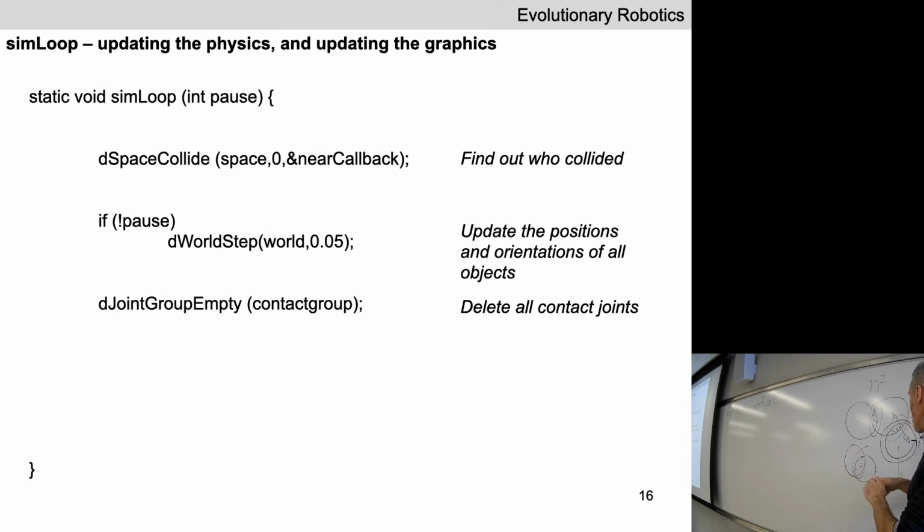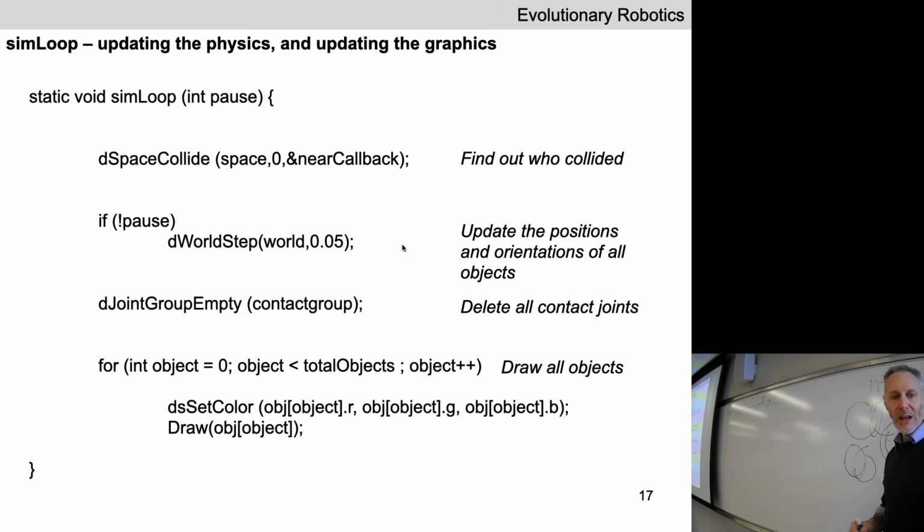Throw away all the contact points. Remember, contact points are temporary. They only exist for one time step. And then for every object in your scene, draw it. And again, in PyBullet, I think that's all hidden from you. So do collision detection and resolution, step the world, do some housekeeping and cleaning up after the fact, draw everything, rinse and repeat. Okay, put it all together. Questions about that?